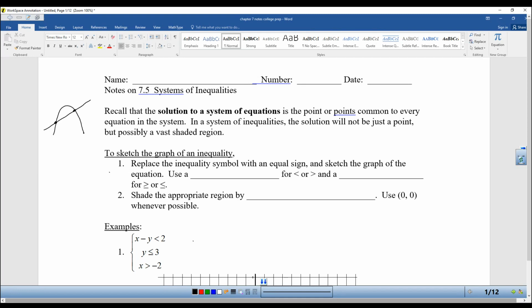In order to sketch the graph of an inequality, you're going to replace the inequality symbol with an equal sign, and then just sketch the graph of the equation. You can use a dashed line for greater than or less than, and a solid line for greater than or equal to or less than or equal to. And then you're just going to shade the appropriate region by testing a point. I use 0, 0 whenever possible, but sometimes that's actually on the line or on the curve, and then you can't use it, but you can use a different one.